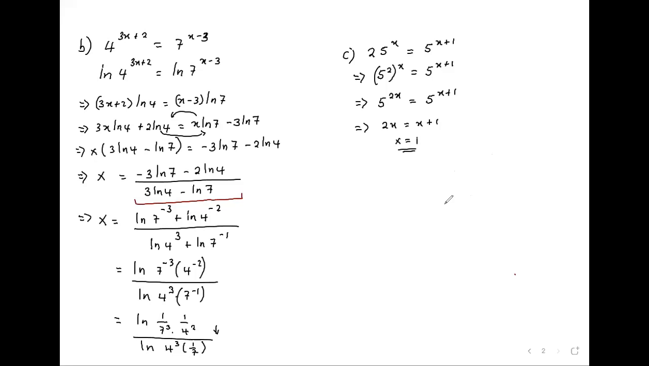This means that it can be 5 to x. When the bases are the same, then we have 2x, so x is equal to 1.